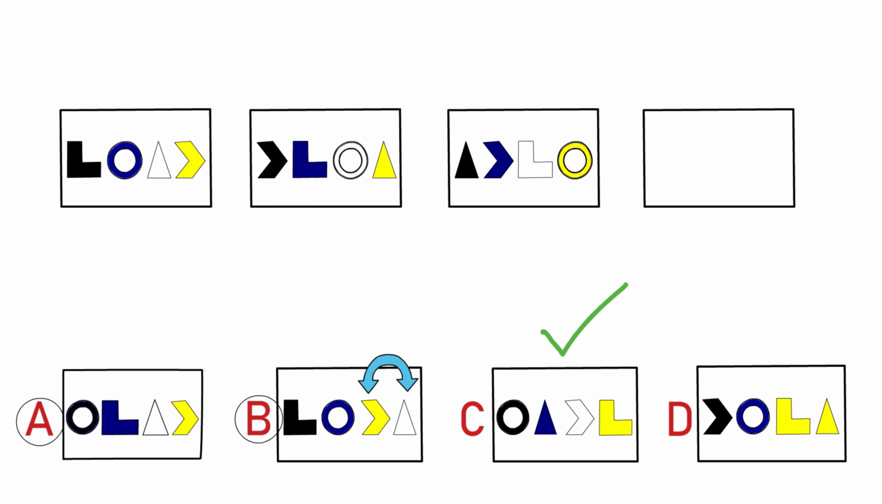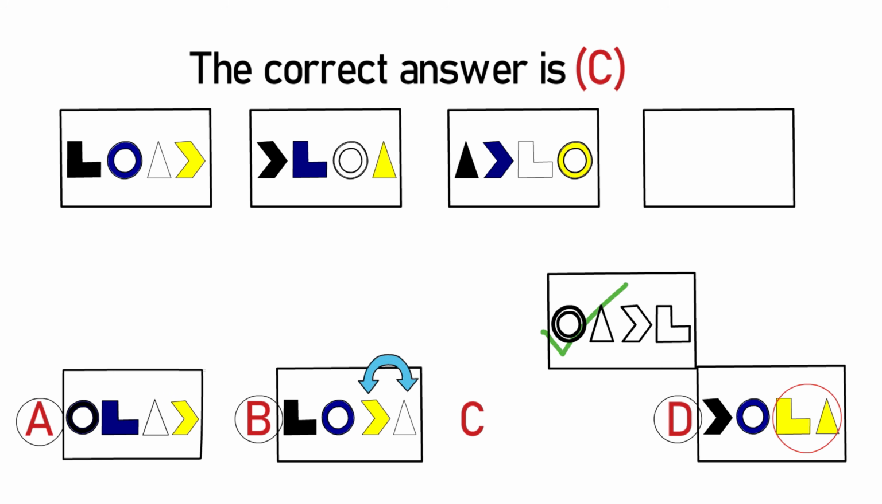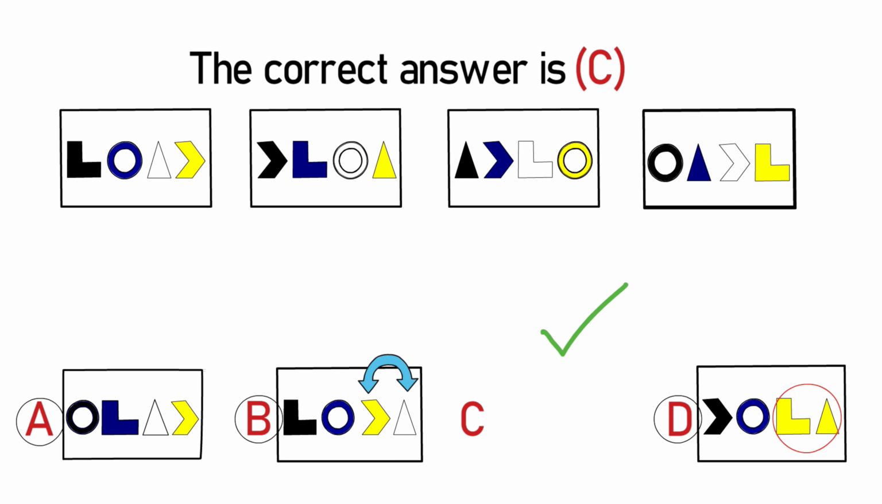Choice C is the correct answer. It does meet the requirements for both patterns. And choice D does not match the color pattern. The two rightmost shapes are yellow. Hopefully you've nailed this question and now know how to answer similar problems on the test.